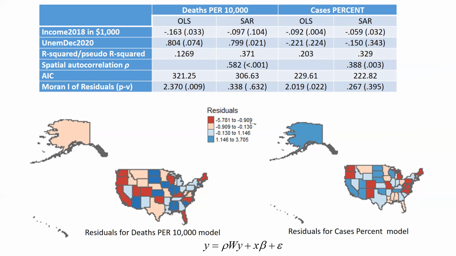And we use the LM robust test to select a spatial lag model for both the death model and the case model. When we run the LM test, both the LM test for the lag model and the spatial error model were significant, and then we have to go to the robust version to pick the higher value of the test statistic and the lower p-value, which is the spatial lag model for both deaths per 10,000 population and case percent of population here.